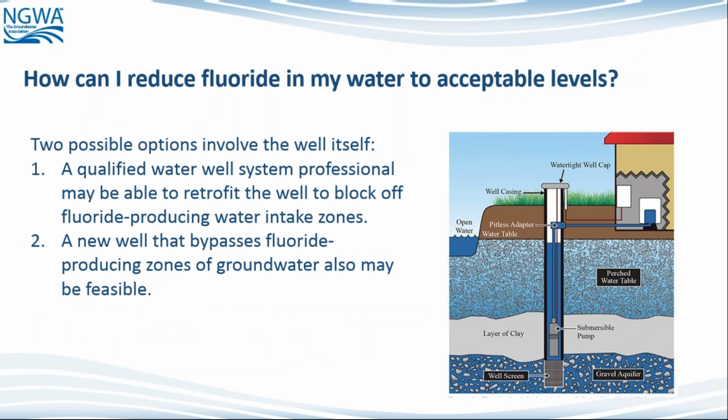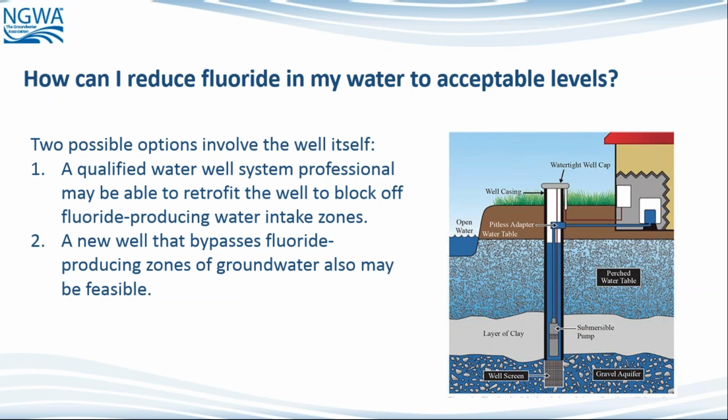And when we look at what we can do from the well standpoint, if our well is already drilled and constructed and we're using it, there are a few options. Your qualified well professional can inspect your well and make some recommendations on construction changes. If the fluoride is being produced from a specific flow zone out of your well, and this doesn't occur all of the time, but certainly is a possibility, the high fluoride may be coming from a certain area or zone in the producing area of your well.